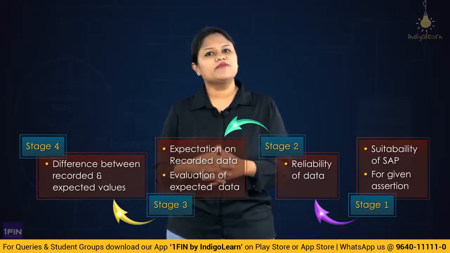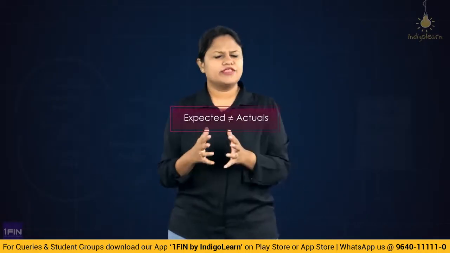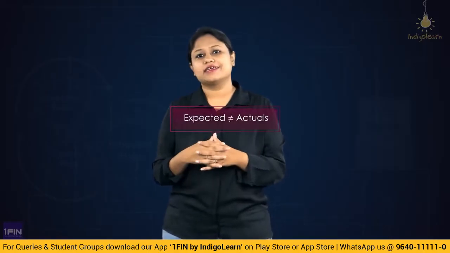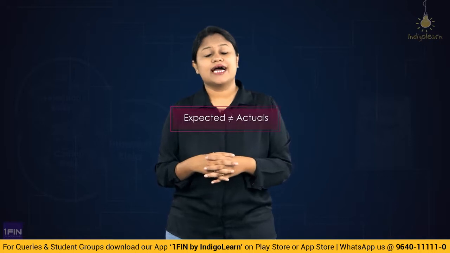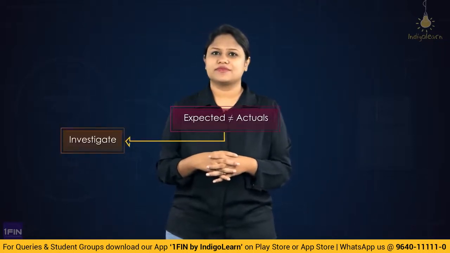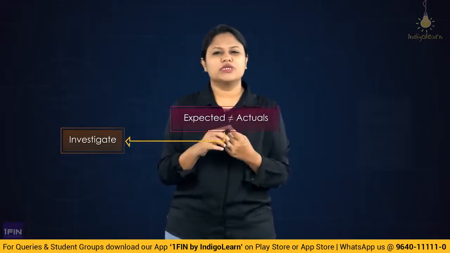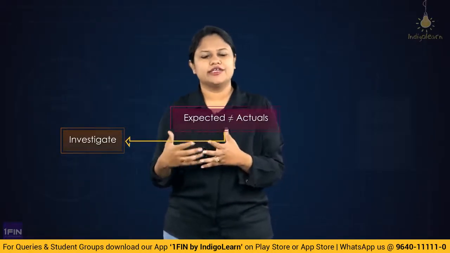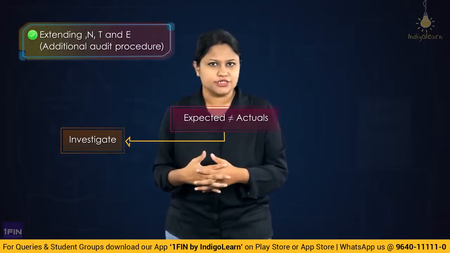Now, after performing the audit procedures, we need to understand what will happen if what is expected by the auditor and what answer we get are not matching. Then in that case, what is the auditor supposed to do? Here now the auditor has to investigate on this matter. How will you investigate? Two possibilities. First, you will be obviously extending your nature, timing and extent of the audit procedures. You will be performing additional audit procedure.